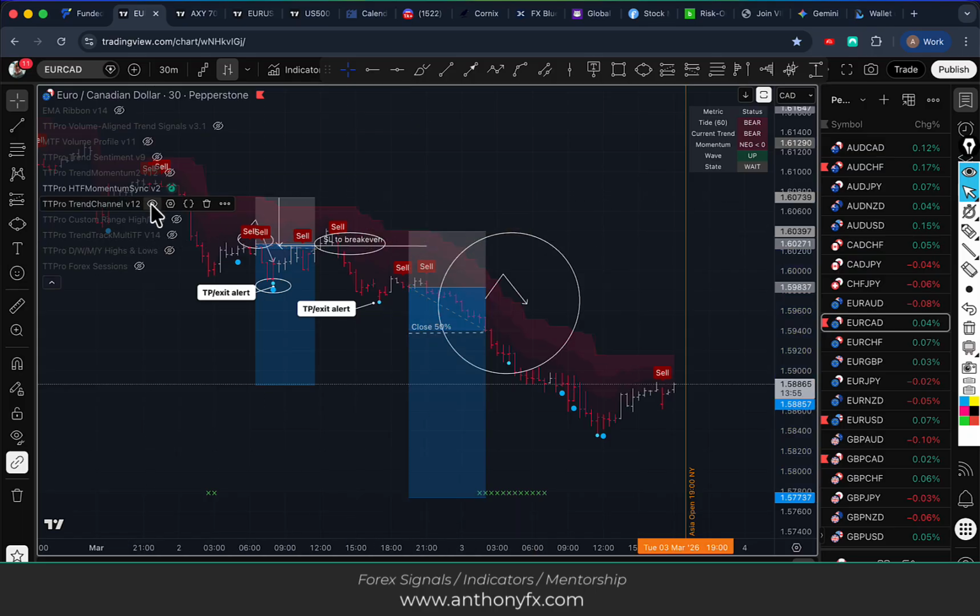The exit, you're going to set these signals here. That's your exit, or TP, right? So you've got one there, right? So you can use these signals to close more, or take partial profits. So that's how easy it is.